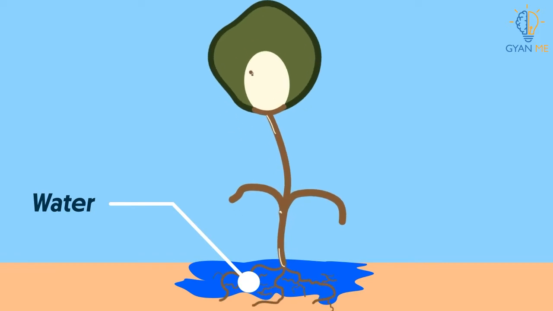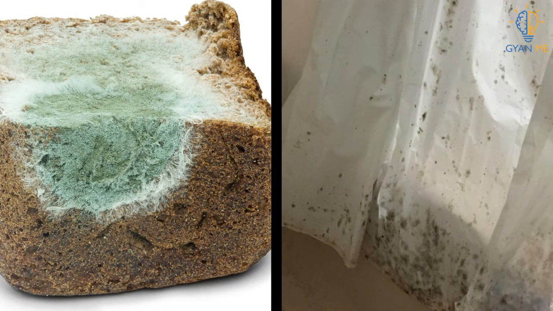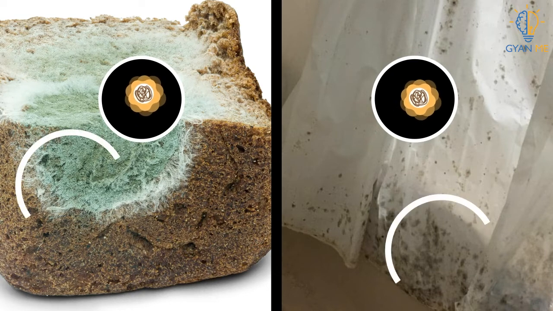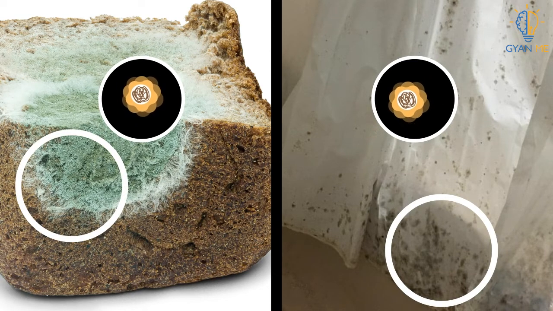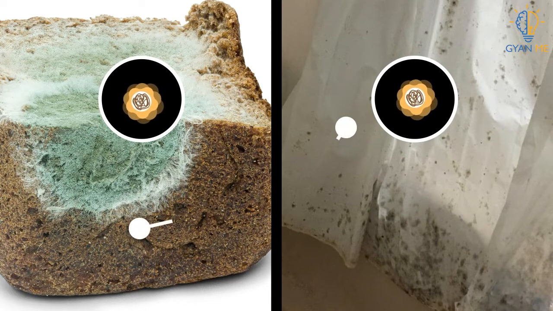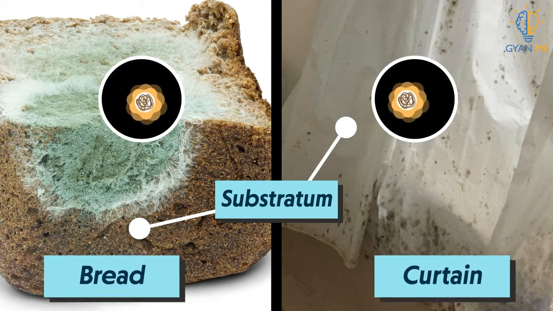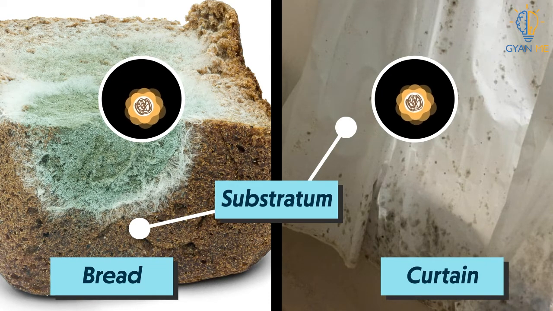This is exactly what happened with wet bread or wet curtains. Spores were already there in the air. As soon as they came in contact with water, they started growing and formed a new colony there. This surface from which spores get support and nutrition for their growth is called the substratum, which in this case can be bread or a curtain.